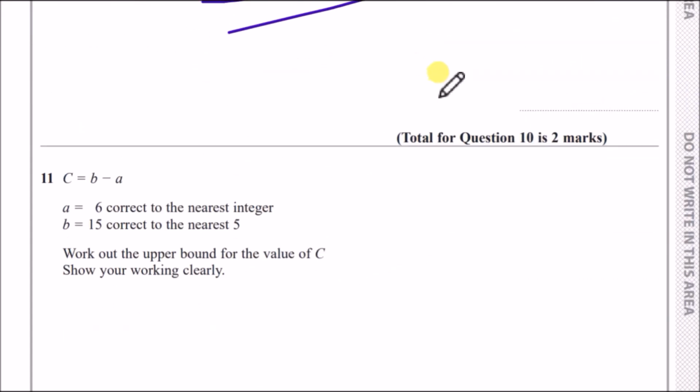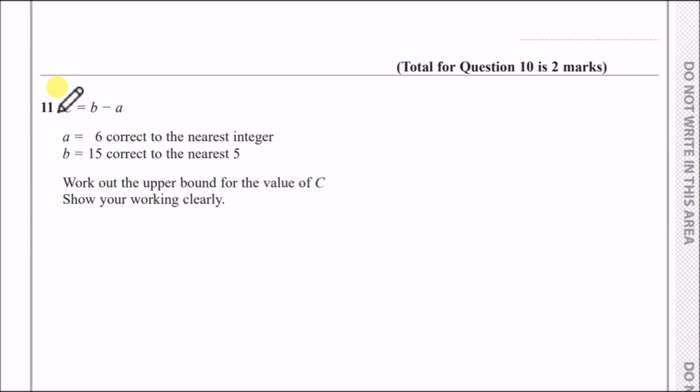Yeah, so question 11 now. It says C equals B minus A. A equals 6, correct to the nearest integer, so it's being rounded with some decimal values, and B equals 15, correct to the nearest 5. Okay, this is an interesting one. Now work out the upper bound for the value of C and show your working clearly.